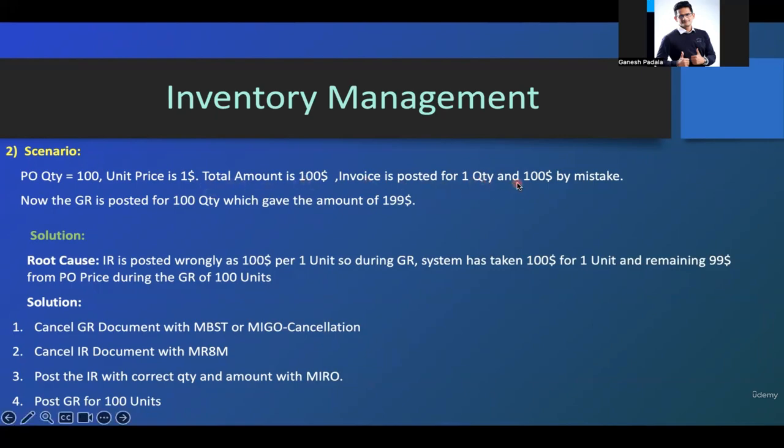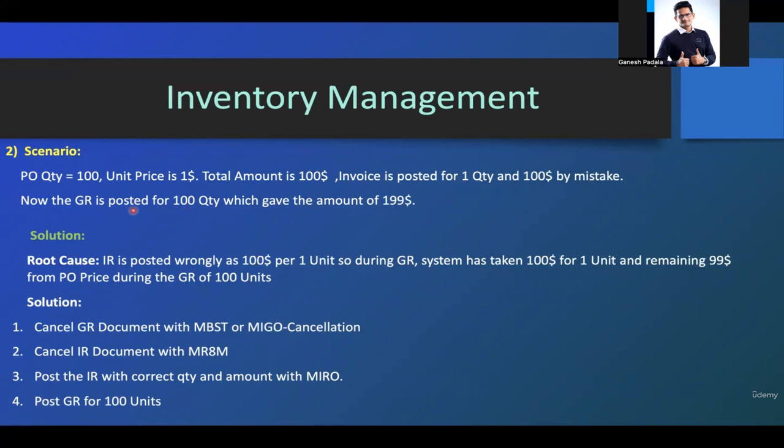Invoice is posted for one quantity and $100 by mistake. They were supposed to give 100 quantity and $1, but by mistake the user has given one quantity and $100, because many times the finance members focus on the amount only. A $100 invoice has come from the vendor for this purchase order. They go to MIRO and post $100, but they may not focus on the quantity. Although they get some warning message, they may ignore it.